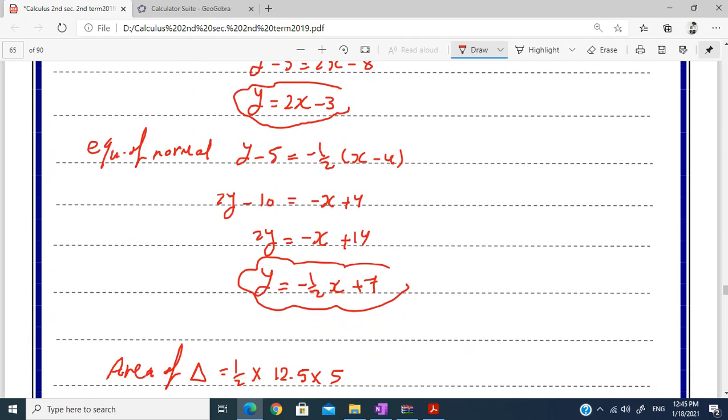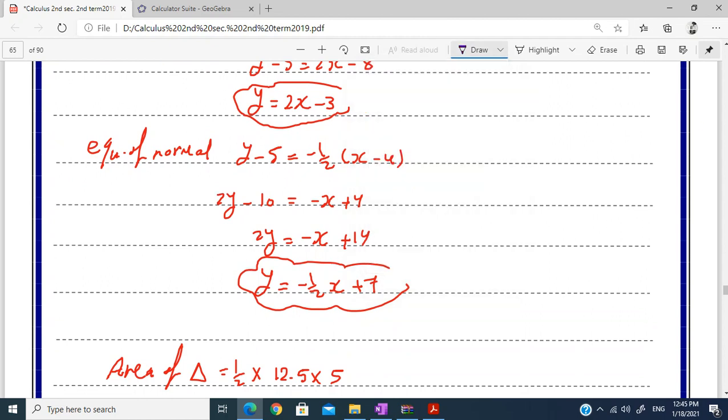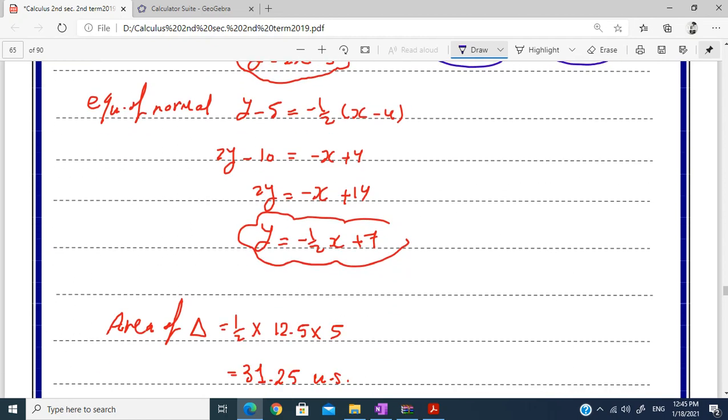We can solve it manually by finding the points of intersection of the x-axis and y-axis with the tangent and the normal. For the tangent, at x equals 0, y equals -3, and at y equals 0, x will be 3/2. For the normal, at x equals 0, y equals 7, and at y equals 0, x will be 14.